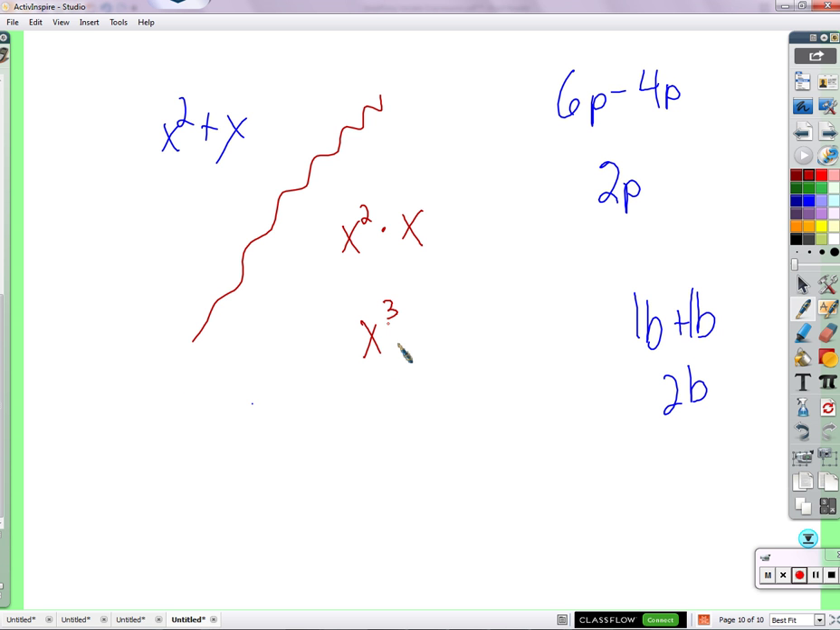What does x cubed mean? Wyatt, what does x cubed mean again? X times x times x. Is this x times x times x? Yeah, it's x times x times x. It is x cubed. It's 3 x's being multiplied together.